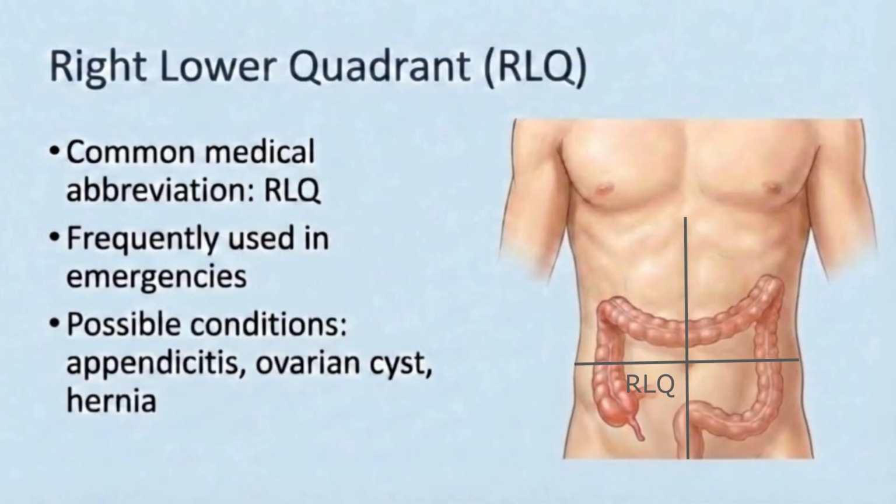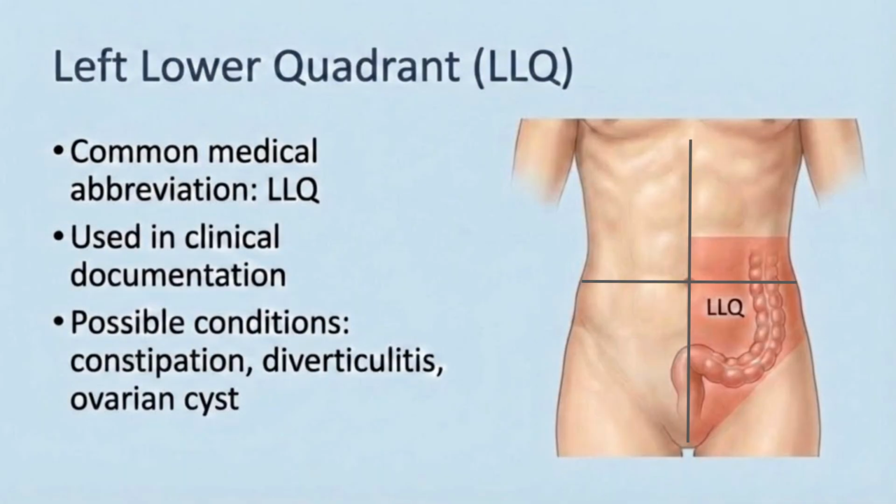RLQ stands for right lower quadrant. This term is frequently used in clinical settings, especially during abdominal assessments. Pain documented in the RLQ is commonly associated with suspected appendicitis. LLQ means left lower quadrant. Using this abbreviation provides clear, standardized communication in medical documentation. LLQ pain is often linked to conditions affecting the large intestine, such as diverticulitis.